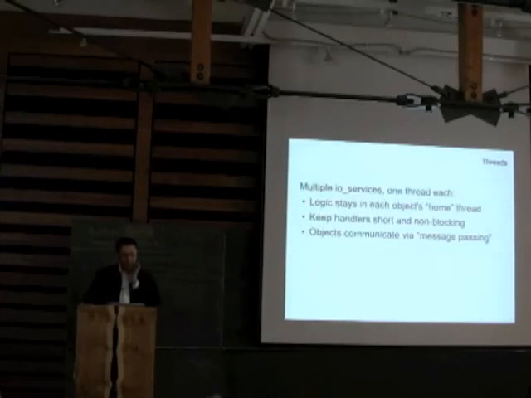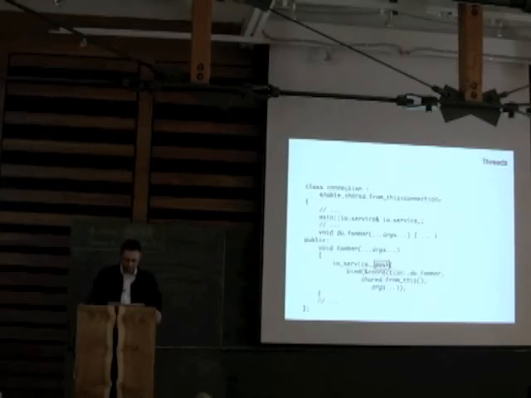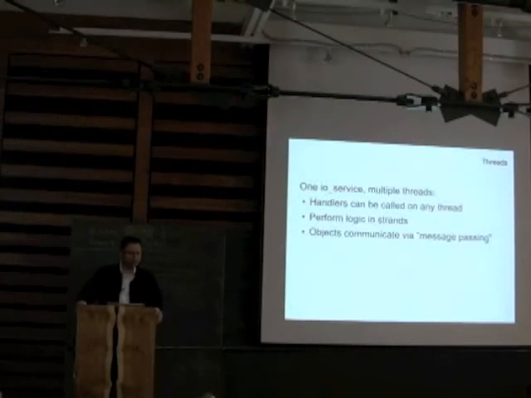Sorry, yes, multiple IO services. It's fairly similar to using one IO service with multiple threads, except that this time you need to deal with the fact that your handlers can be called from any thread that you call IO service run. So you now have the issue that some of the logic in your class may execute concurrently. For that, ASIO provides an object called a strand, which I'm going to cover in a moment.